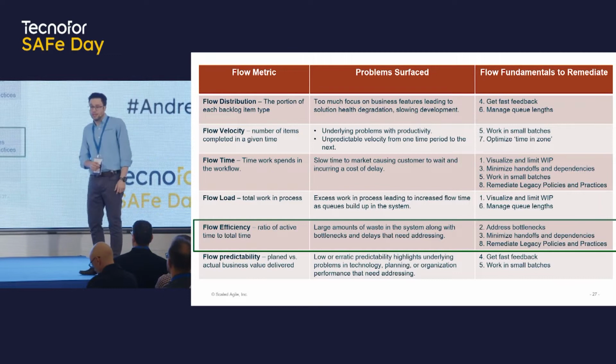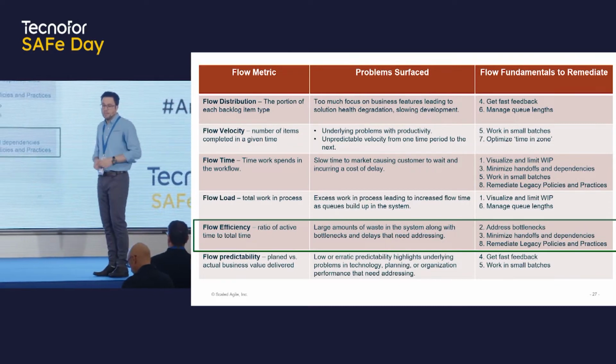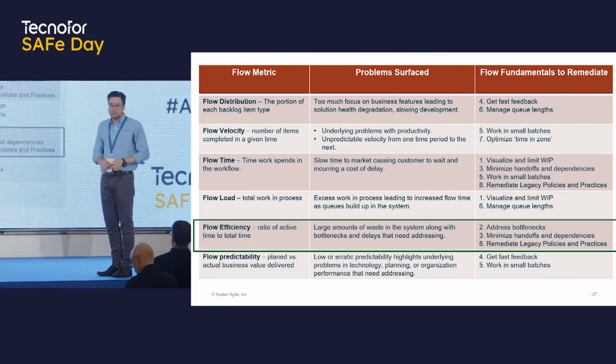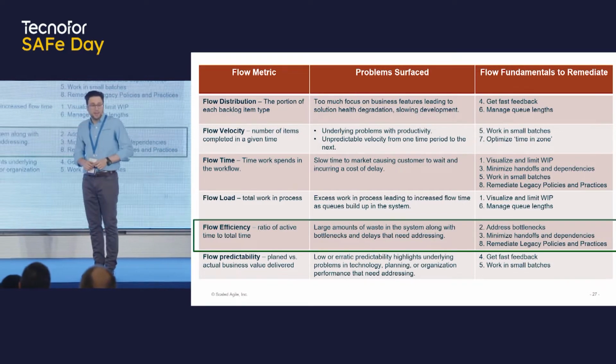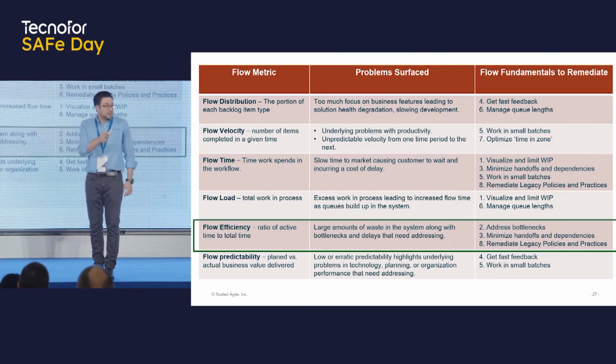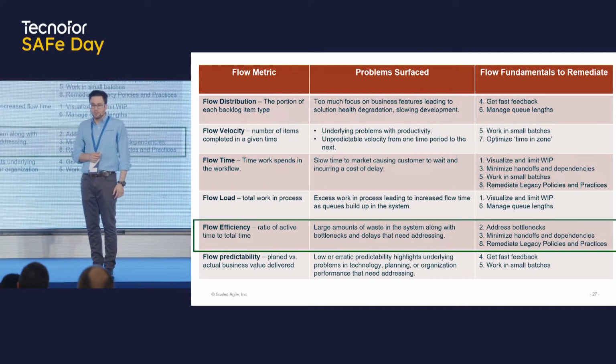We can look at the bottlenecks, continuously measuring and addressing the bottlenecks in the system. How can we remove them? How can we add more capacity to support them? We can look at the handoffs and dependencies again. And then finally, stressing number 8, which of the legacy practices are not supporting the ways we want to work in the future?